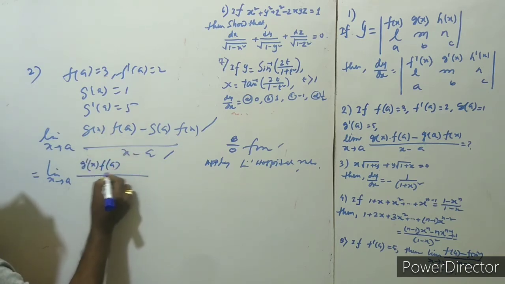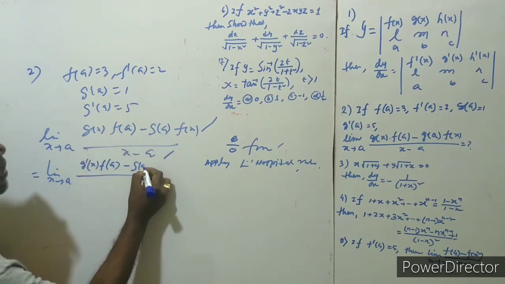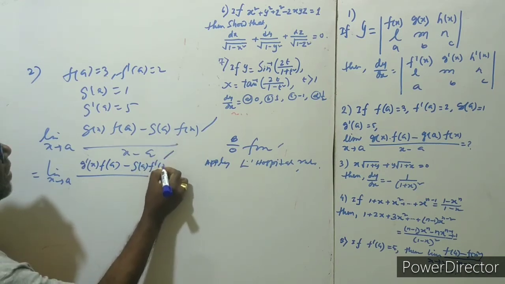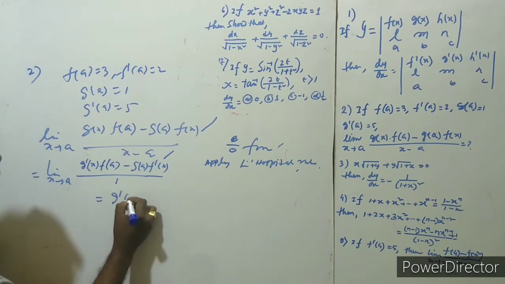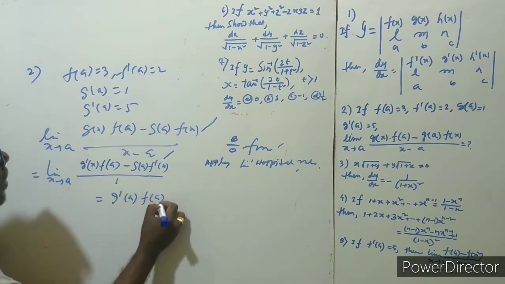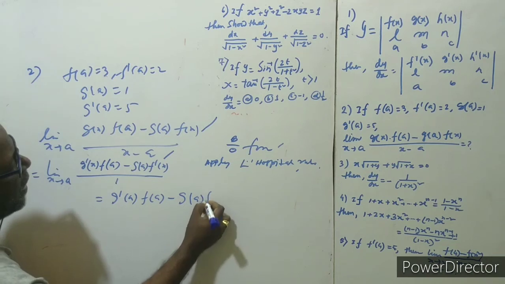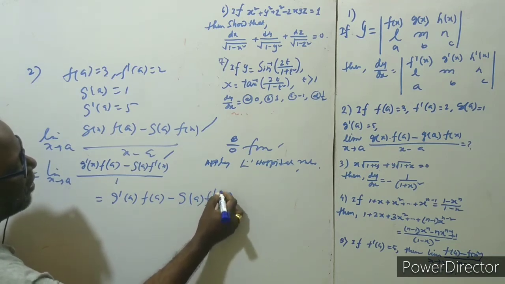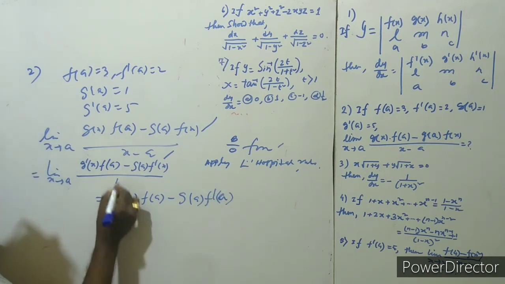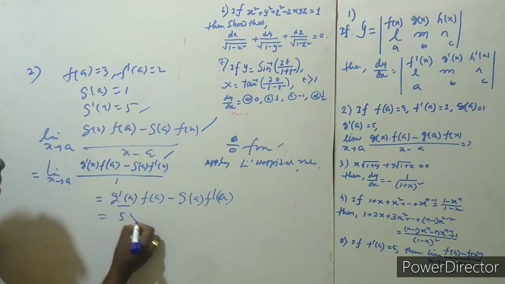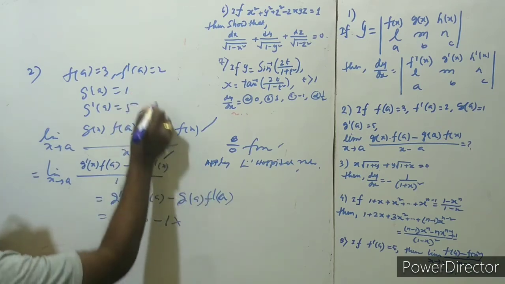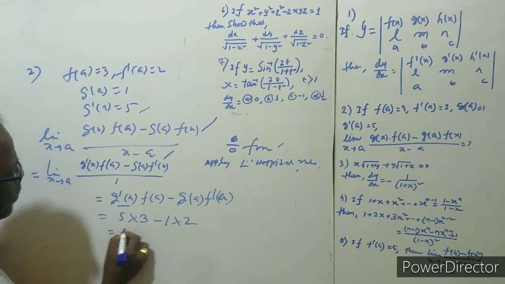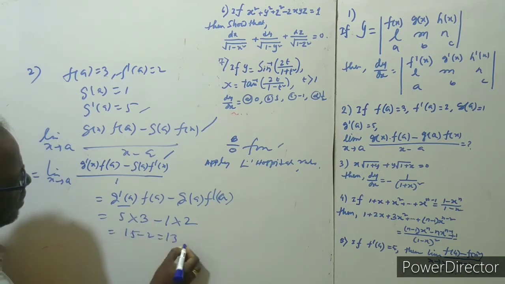Okay, this is f of a, and this is a constant, that is g of a, and this is f dash x. If we differentiate, this is 1. So now put here g dash a and f of a, and g of a and f dash a. So g dash a here means 5. F of a means 3. G of a means 1 here. F dash a is 2 here. So 15 minus 2, this is 13. Okay.